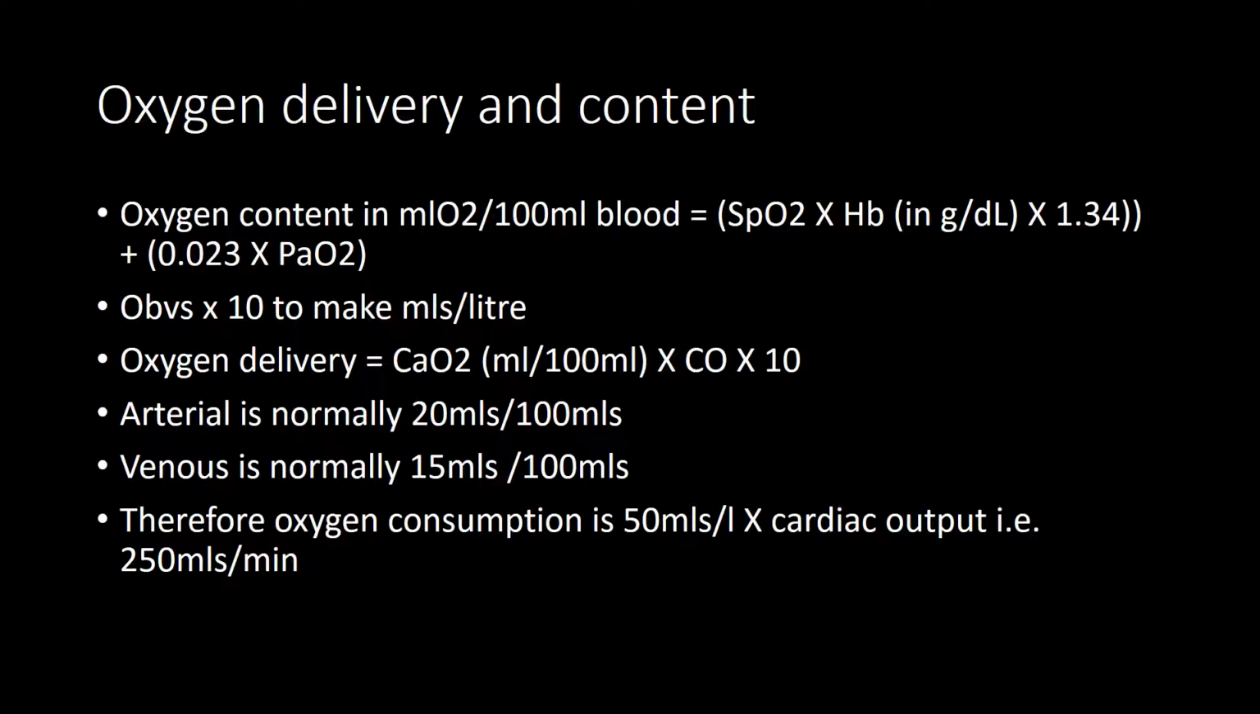Right, okay, so we're going to talk about oxygen delivery. What we do to work out oxygen delivery is we first of all work out the oxygen content, which simply means that we times the saturation times the haemoglobin, which is in grams per deciliter, times 1.34, and then add the amount of dissolved oxygen, which is not relevant at normal atmospheric pressure.